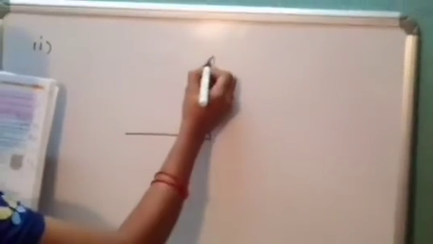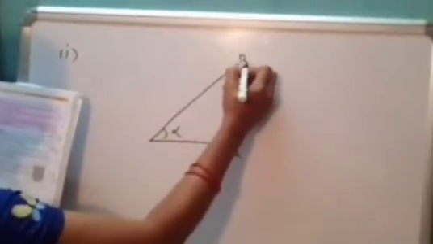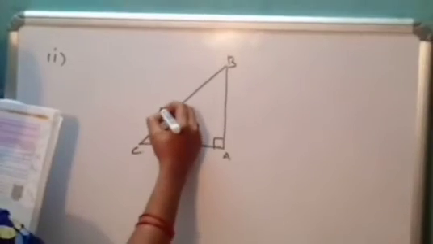Do this in page number 297. Draw diagrams for the following situations. First one. A person is flying a kite at an angle of elevation alpha and the length of thread from his hand to kite is L. The figure is this, alpha, A, B, C. That is L.